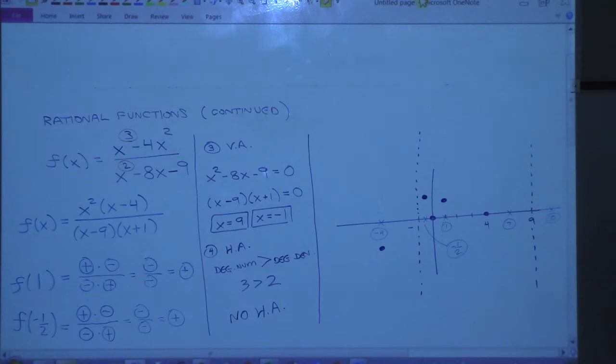Then you check the others, right? You check 7, you check 10. Now, I'll do those for you so we don't have to go through it. But at 7, it will be negative, and at 10, it'll be positive.